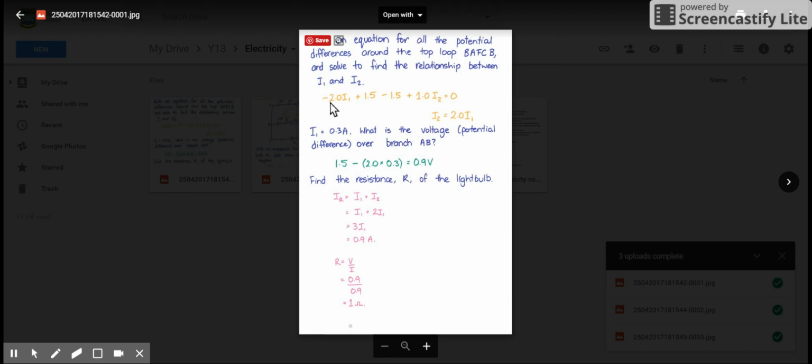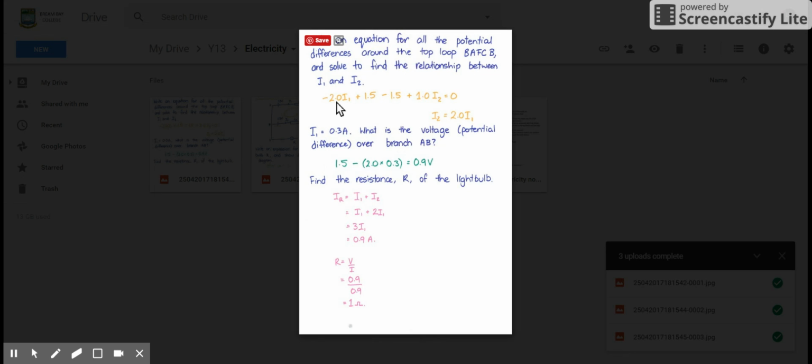Here's our current, and it's a minus because I'm walking through that resistor in the same direction as the current. So it's minus 2I1 plus 1.5 because I'm going through that battery in the same direction as the current, minus 1.5 because I'm going through this battery in the opposite direction to the current, plus 1 times I2 because I'm going through this resistor in the opposite direction to the current. And what we can find out eventually is that I2 equals 2 times I1. Okay, we've got a ratio between those two things now.